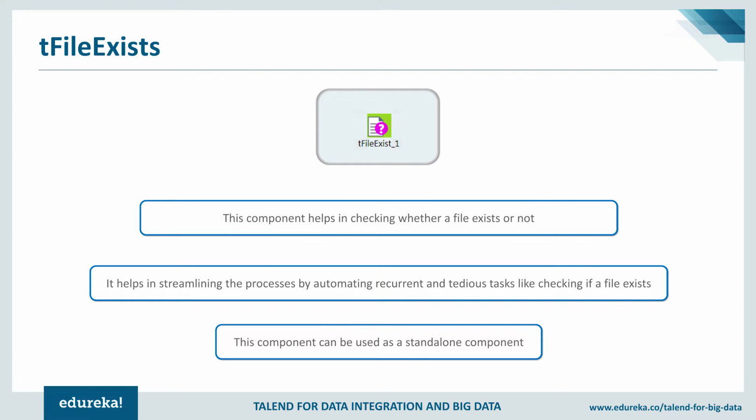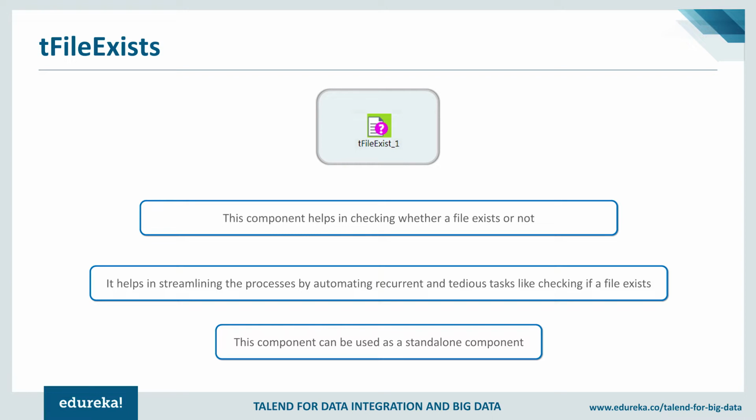The next widely used component is tFileExists. Whenever we are waiting for some file, we have to check whether that file exists or not. We may be expecting one file in one server path arriving today, but we are not sure whether it has arrived or not. So we should always check first whether that file is available, and then move on to reading that file. This component helps me check whether the file exists or not.